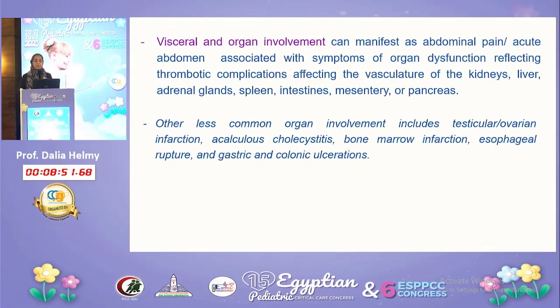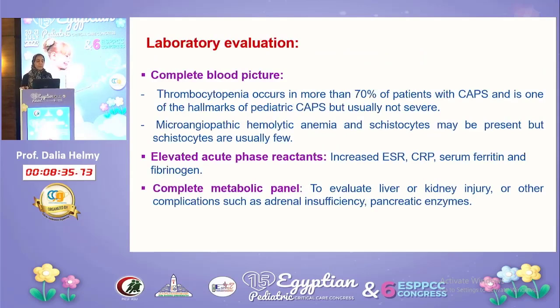Visceral organ involvement can present as acute abdomen, like this case, as well as less common involvement, like ovarian infarction, bone marrow infarction, even esophageal rupture, and hemorrhage, gastric and colonic ulceration. In laboratory evaluations, thrombocytopenia occurs in 70% of patients, but is usually not severe. Microangiopathic hemolytic anemia and schistocytes may be present, but schistocytes are usually very few. Elevated acute phase reactants, as we said, a storm with hyperinflammatory cytokinemia, and a complete metabolic panel to evaluate organ involvement.